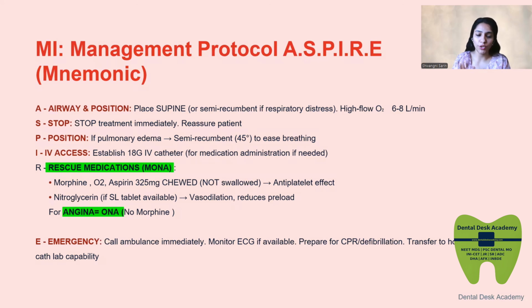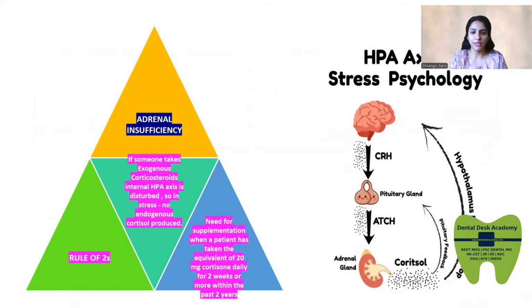So I have already told you the aspirin tablet can be between 160 to 325 mg chewable tablet. It should not be swallowed. It should just be chewed, because we are trying to bypass the first pass metabolism. And position wise, again, you have to just place the patient supine, but you can also place them semi recumbently if he is showing signs of respiratory distress. Other than that, the SPORT mnemonic still holds: stop the treatment, position, etc. Just remember this ONA and MONA for specificity.